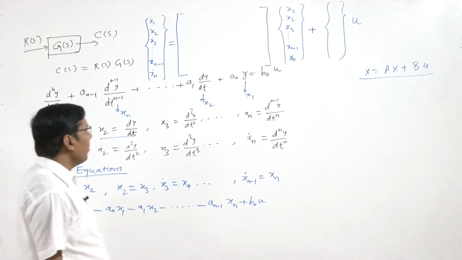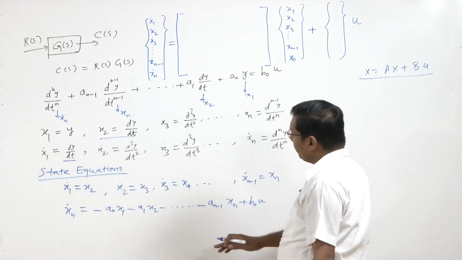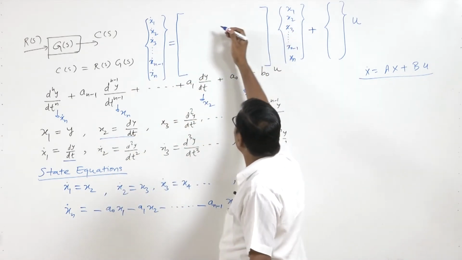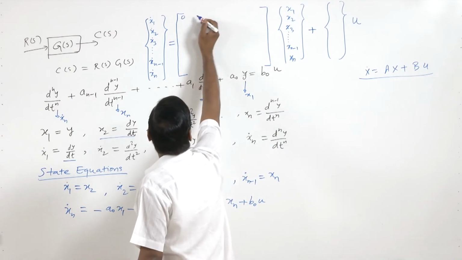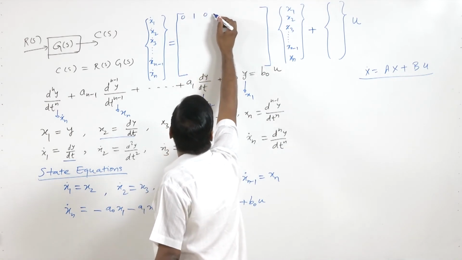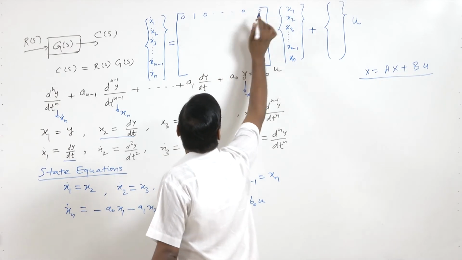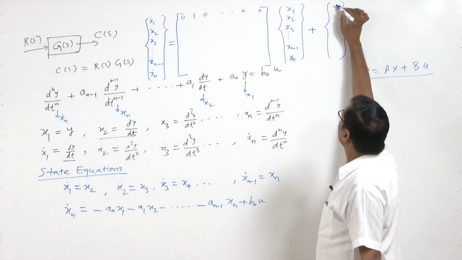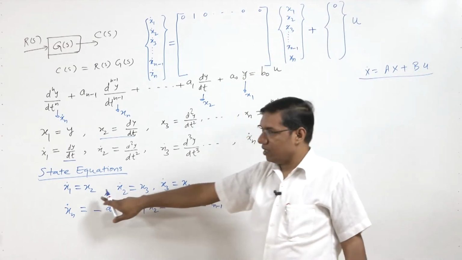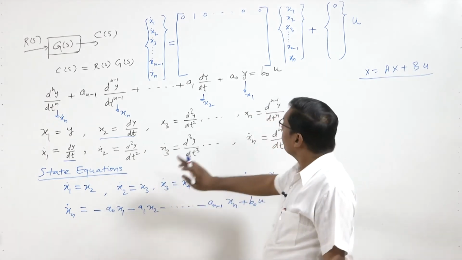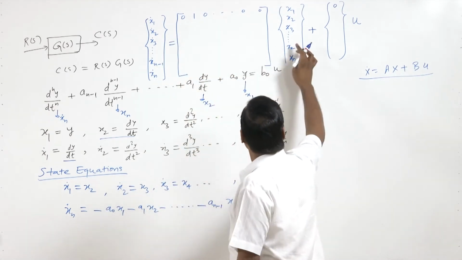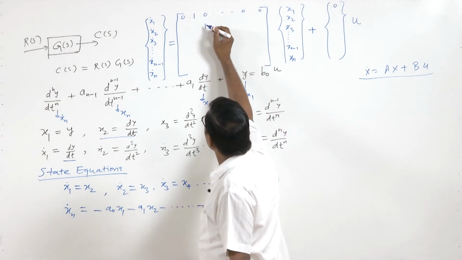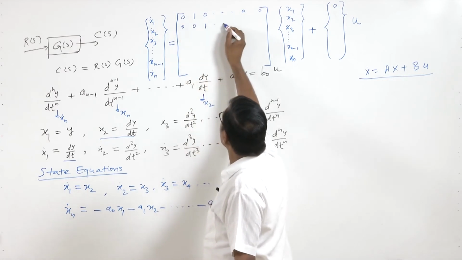Now we can write this matrix. When we have to write x1 dot equal to x2, so x2 is the second term, so here 0, then 1, then 0, then 0 and 0. So only the second term, because this equation we will obtain. Now x2 dot equal to x3, so at the third position this element should be 1, others should be 0.